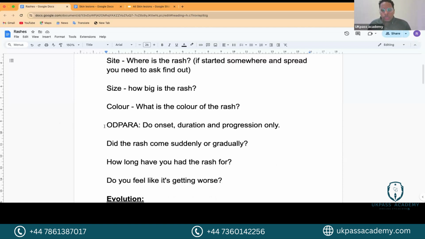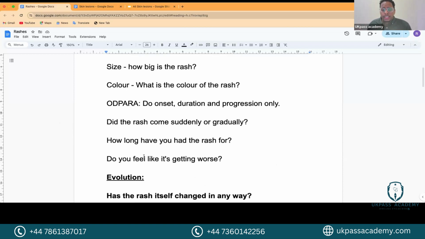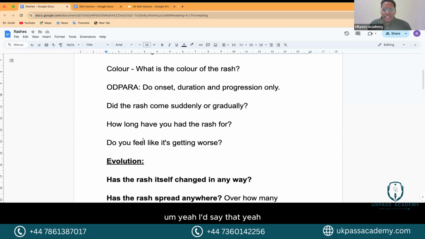Did the rash come on suddenly or gradually? Oh, it came pretty sudden. I just woke up and I found the rash. And how long has it been there for? It started 2 days ago. Okay, I see. And do you feel things are getting worse in terms of the rash? Yeah, I'd say that.